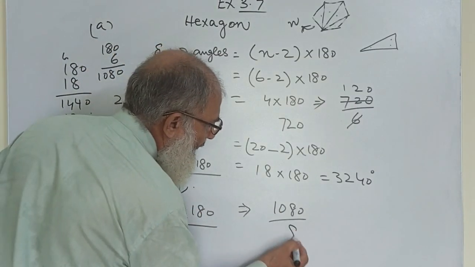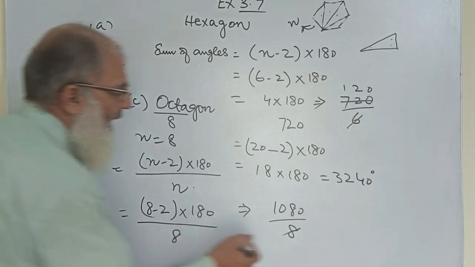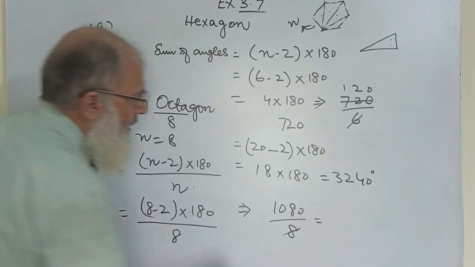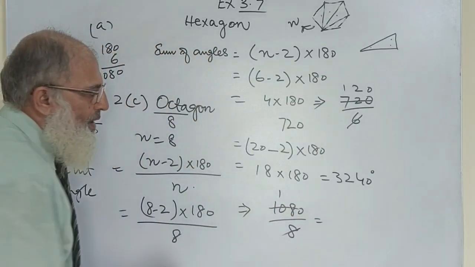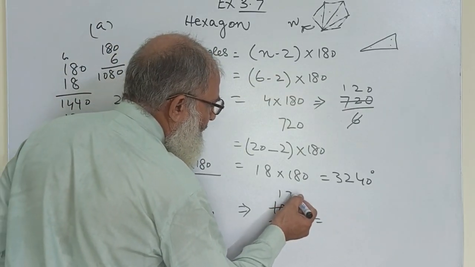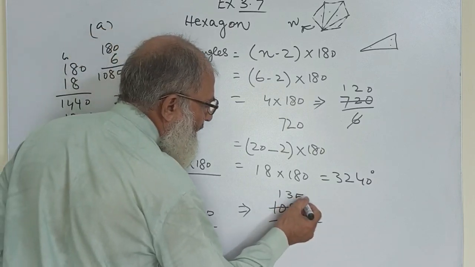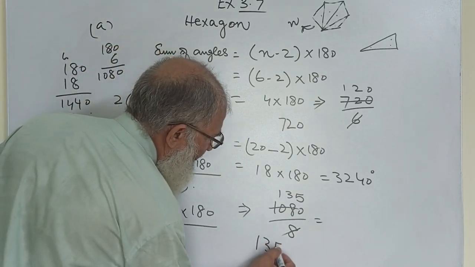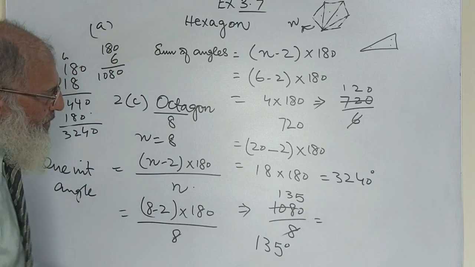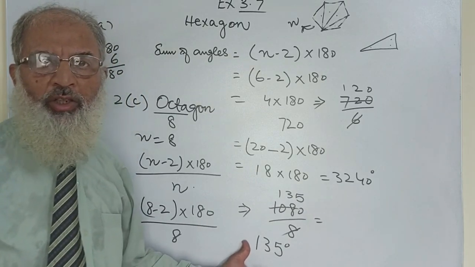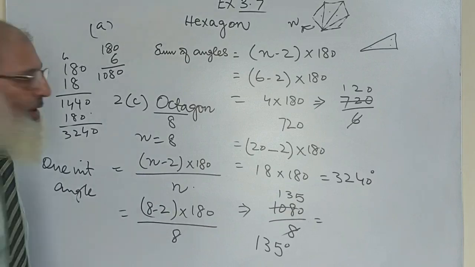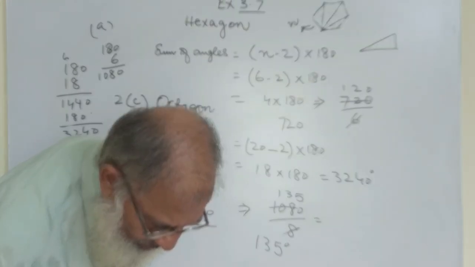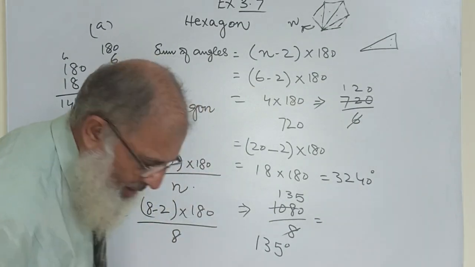But if we divide it by 8, we'll get only one angle, if it is a regular polygon. So 8 one times, 2 came out of it, 8 3 times 24, 4 came out of it, and 135. 135 is the required angle of our octagon. Each angle of the octagon is equal to 135 degrees. Similarly, you can do any question from here if you like.